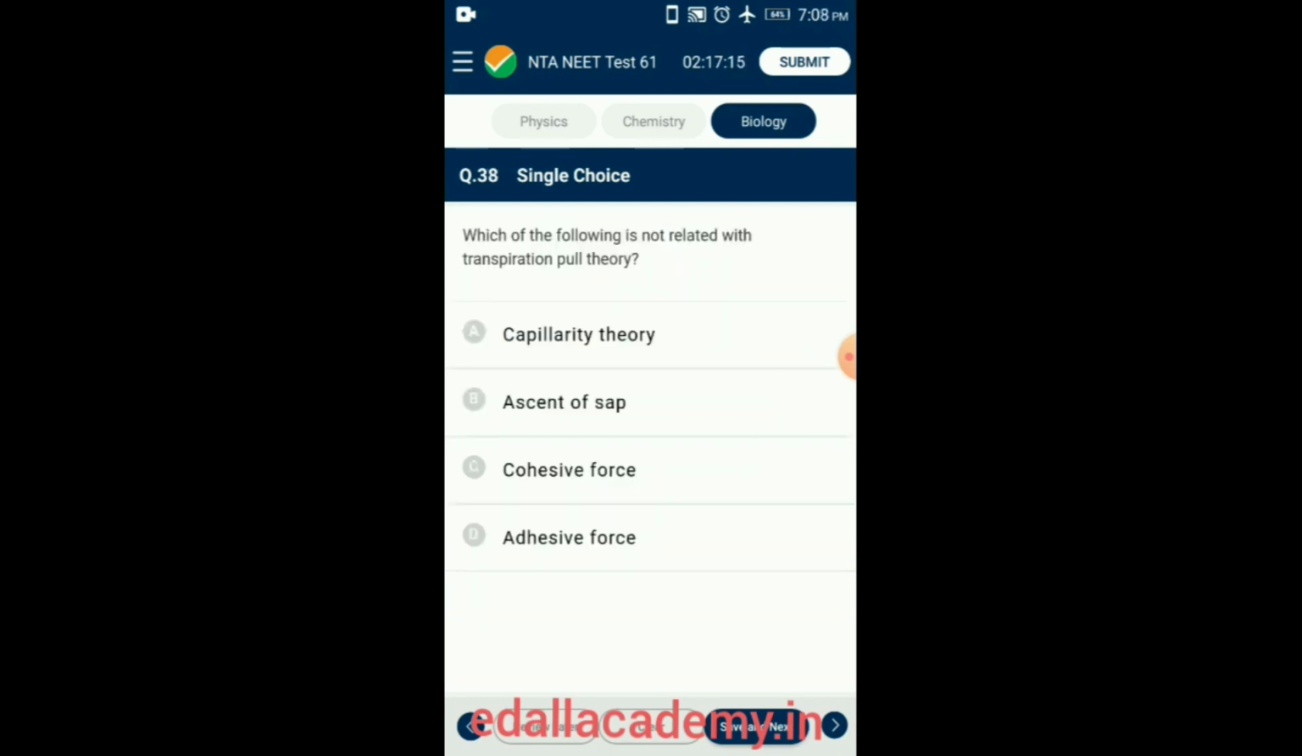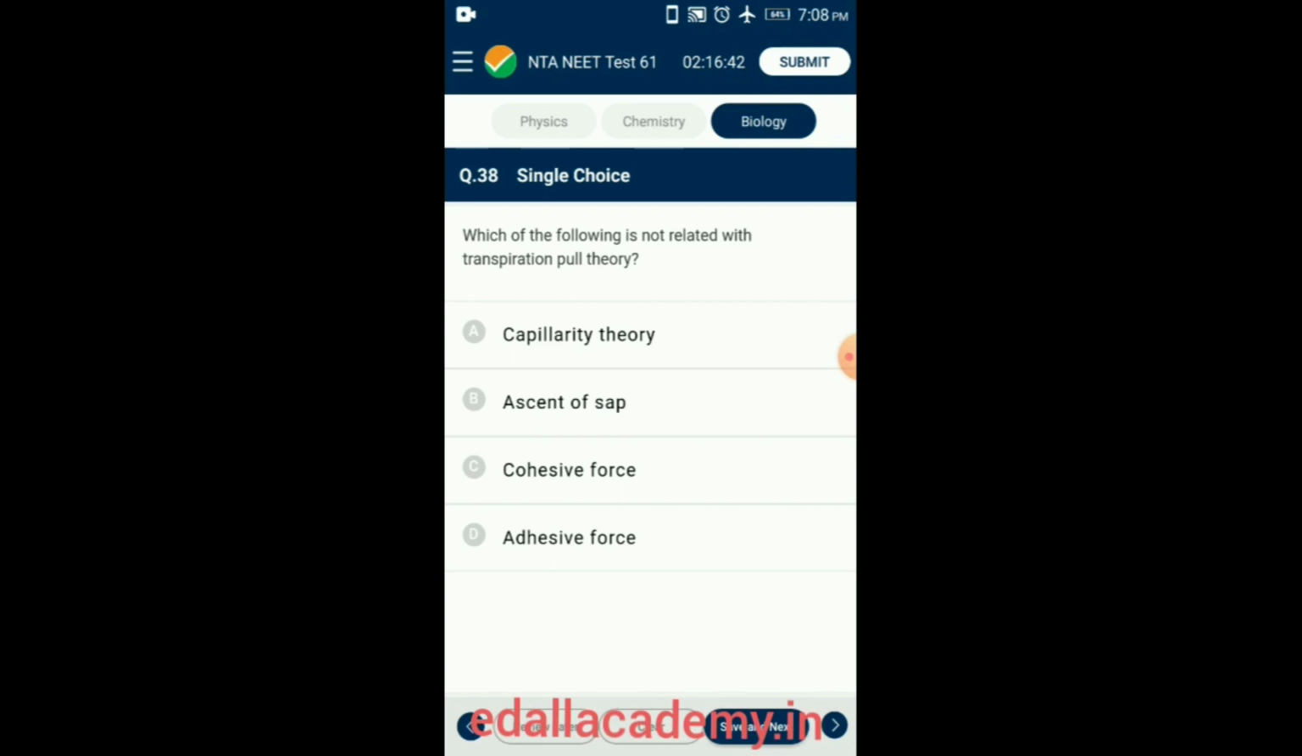Question number 38. Which one of the following is not related with transpiration pull theory? A number of theories have been put forward to explain ascent of sap. Transpiration pull is generally called the cohesion theory. Cohesion theory is the most widely accepted theory. This theory is based on cohesive force, adhesive force, and transpiration pull.